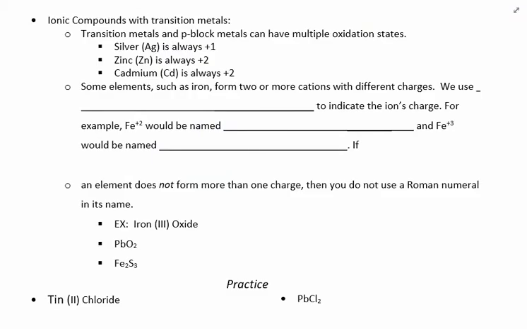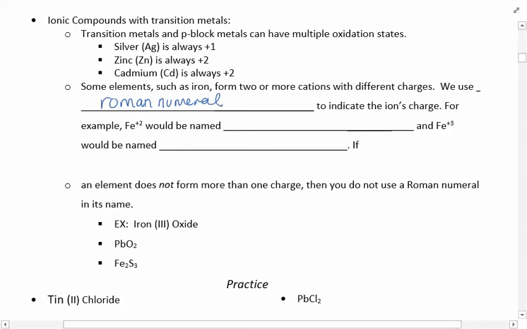When we have transition metals, which are the metals in the middle of the periodic table, things change because they have multiple oxidation states, with the exception of silver, cadmium, and zinc. Silver's always +1, zinc's always +2, and cadmium's always +2. But most elements that are transition metals can form multiple cations with different charges, so we use Roman numerals to indicate the charge of the ion. So, for example, if we had Fe+2, the name would end up being iron(II). We put the Roman numerals in parentheses to help clarify what they are.